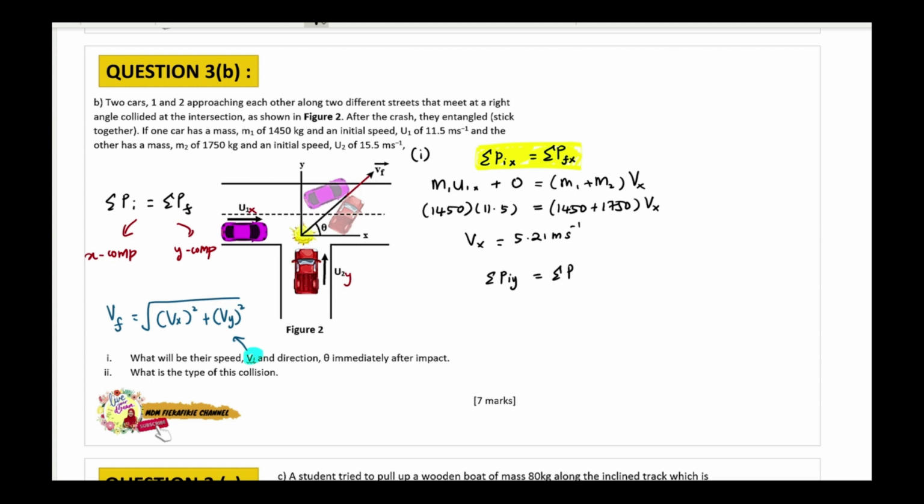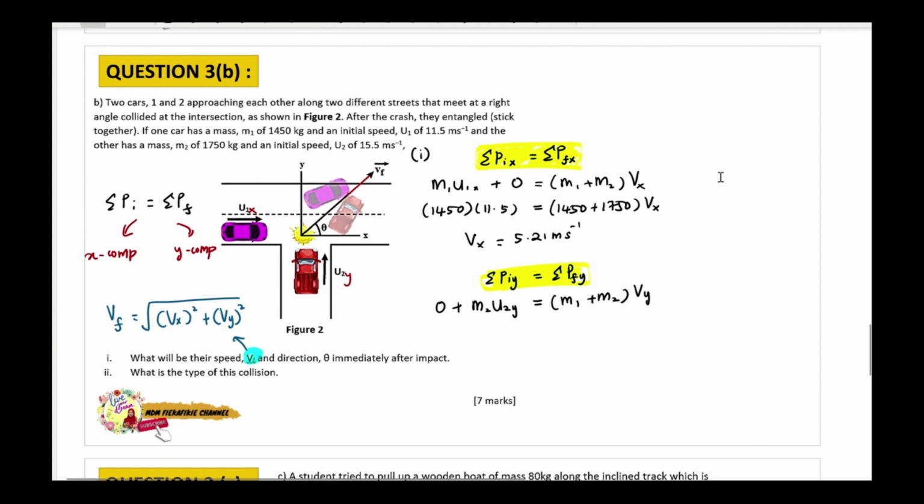Okay. Sama juga. Kalau diperhatikan, saya akan letak Fy. Total momentum initial Y equal to total momentum final Y. Ini untuk Y pula. Okay. So, kali ini terbalik. Okay, in Y component, kereta X tidak ada initial momentum. Dia tidak bergerak in Y component. Only second car is moving in Y component, which is upward direction. Okay, so 0 plus M2 U2Y equal to, they are combined together, right? So the mass must be combined. And then here we're going to have Vy.